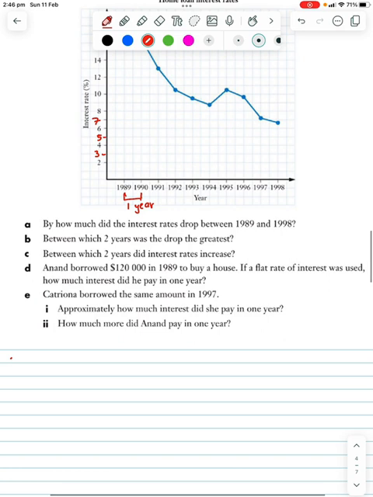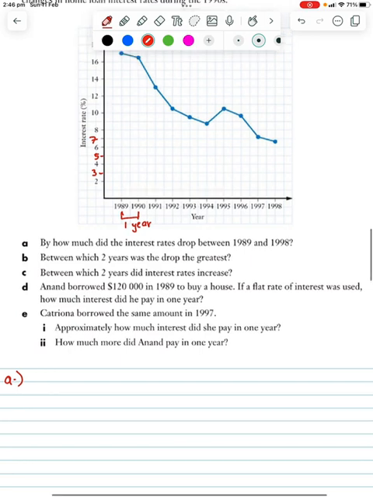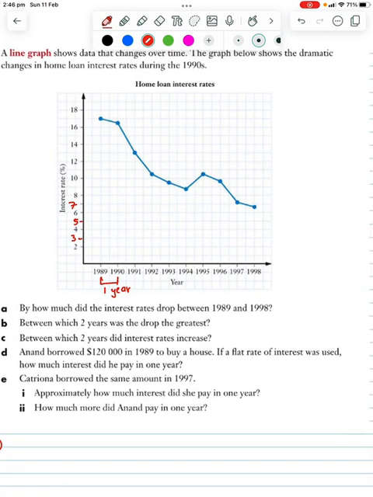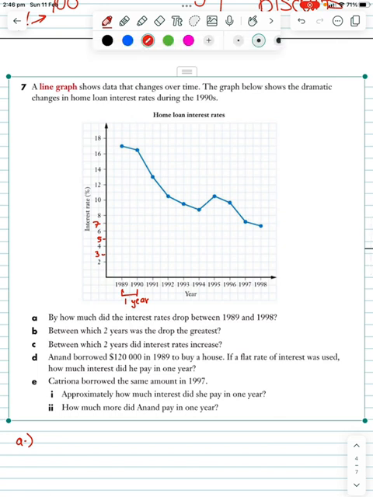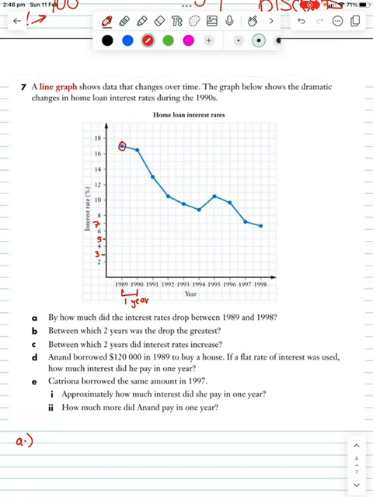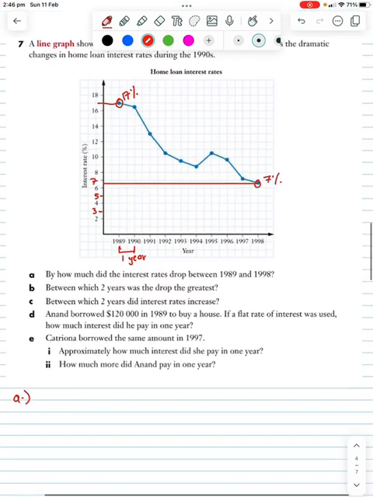So for A, by how much did the interest rate drop between 1989 and 1998? If I find 1989, which is this data point here, and 1998 is here. So this is going to come across to about here, so this is going to be 17%. Now remember, you can't draw in your textbooks, but you can use a ruler to help you. Now this one falls just below, but anywhere from 6.5 to 7% is fine. I'm going to say 7% though.